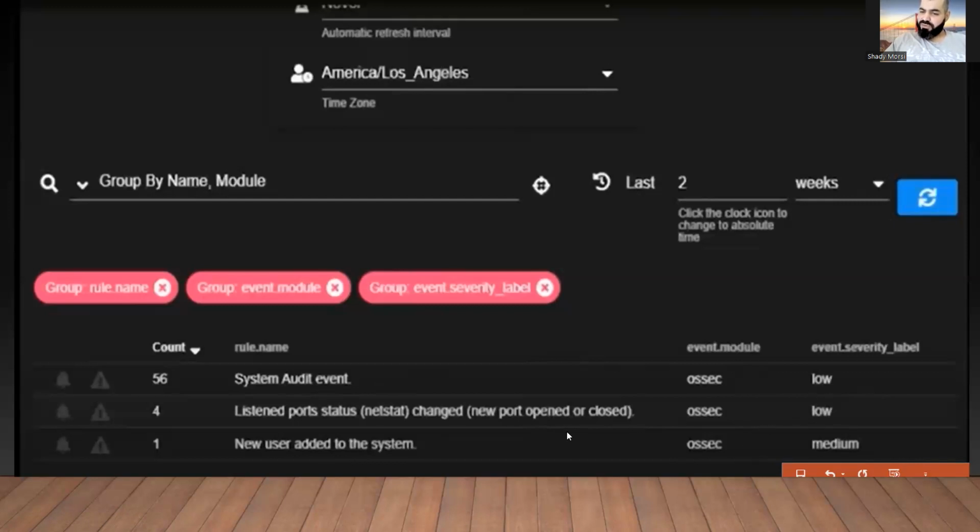Both of them here are low, but this one, new user added, took the event security level medium, okay? And we know that's one of the attacker's techniques to be persistent on the system: to either compromise a system account, or maybe create an account that they can use to log into the system, because you know that our operating system is basically multi-user.